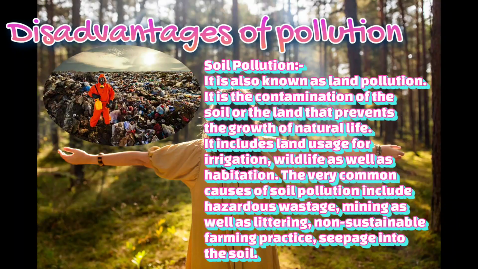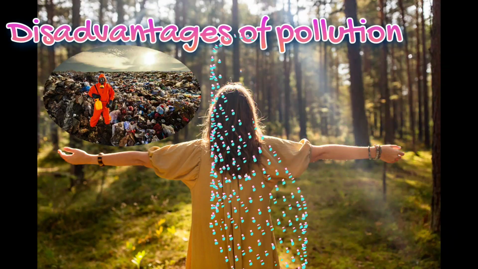Number 2 is soil pollution. It is also known as land contamination. The pollution of the soil or land is what limits the growth of natural life. It involves land use for irrigation, wildlife, and human settlement. The most common sources of soil pollution include hazardous waste, mining and littering, non-suitable farming methods, and seepage into the soil.